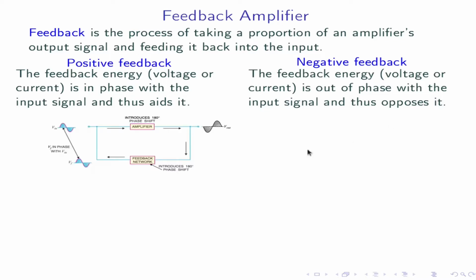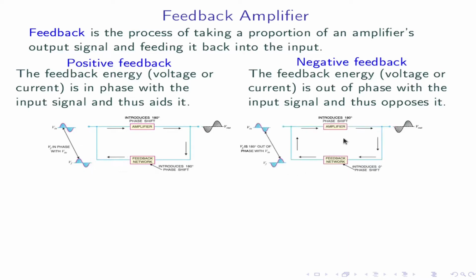This is the block diagram of a positive feedback. This is the input signal, output signal, and this is the feedback. The input signal is passed through an amplifier which provides a phase shift of 180 degrees. Therefore, the input signal and output signal have a phase shift of 180 degrees. A portion of the output is fed back to the input through the feedback network. The feedback network provides a further phase shift of 180 degrees. Thus, the input and the feedback signal are in phase. Thus, the feedback voltage aids the input signal.